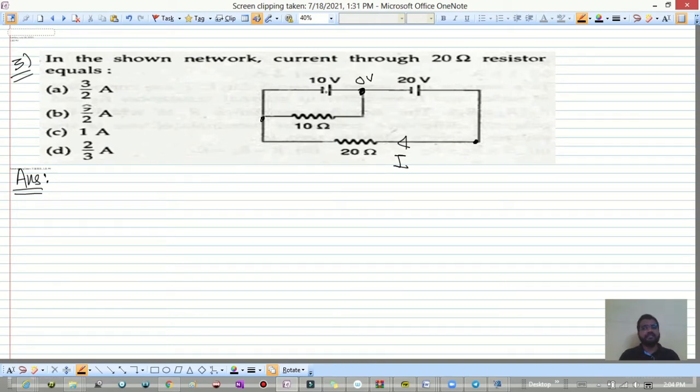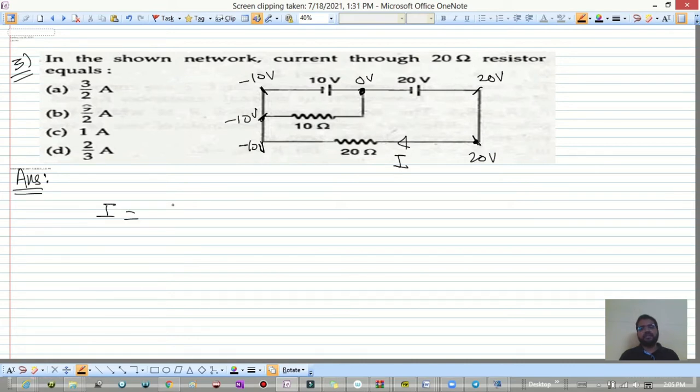This is the 0 volt. What is the potential at this point? Minus 10 volt. What is the potential at this point? Plus 20 volt. So minus 0 of minus 10 will be 10 volt, and 20 minus 0 will be 20 volt. So this is minus 10, this is also minus 10 volt, and likewise this is 20 volt. So what is the potential difference across this? As you can see, 20 minus of minus 10 will be 30, right?